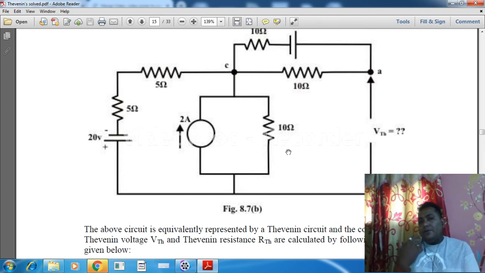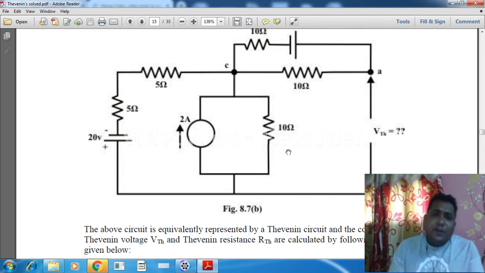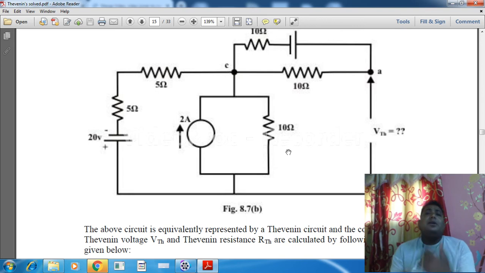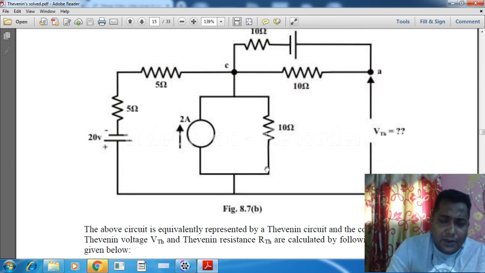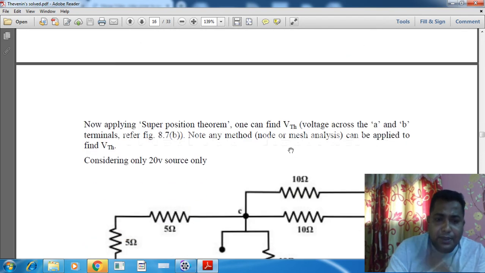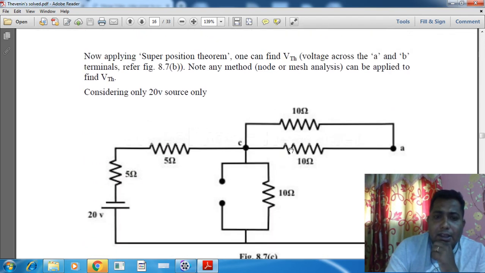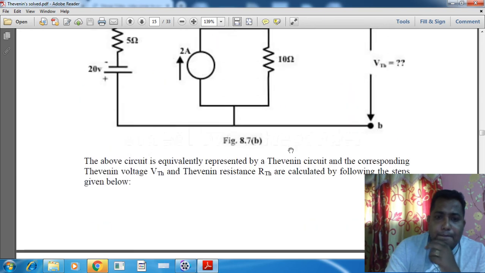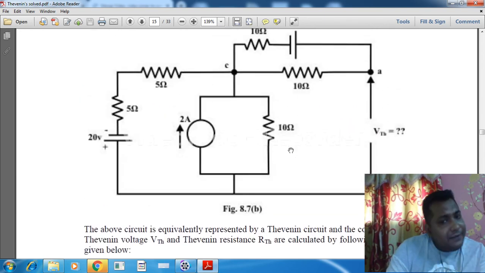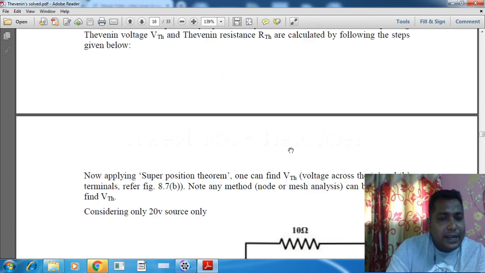So we are not going to go into those details. Here we are going to apply KVL or KCL, so that very easily we can find out the equivalent VTH of this particular circuit. Yes, so we can find out this; we are not going to go into those details.